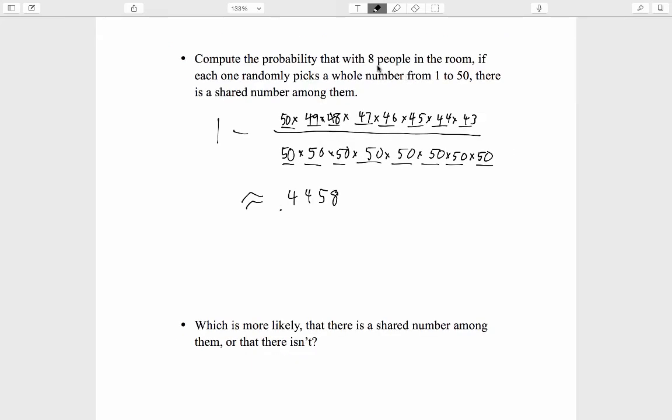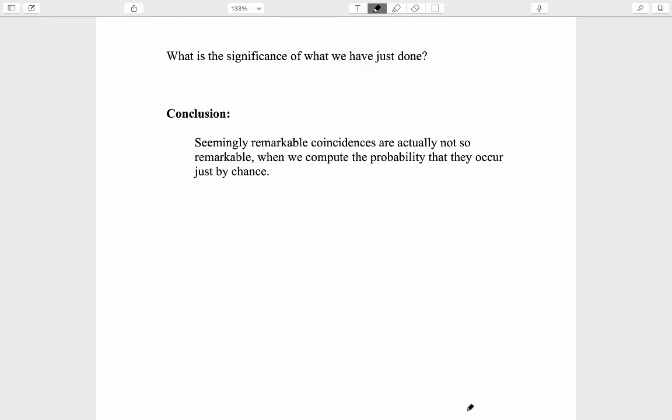In fact, if you increased the number of people to 9 and redid the whole computation, then this probability would cross the threshold and go above 0.5. With 9 people in the room, it would suddenly become more likely than not that they did manage somewhere among them to have a common number. Not that they would all have the same number, but that there would be some pair of people who had guessed the same number.